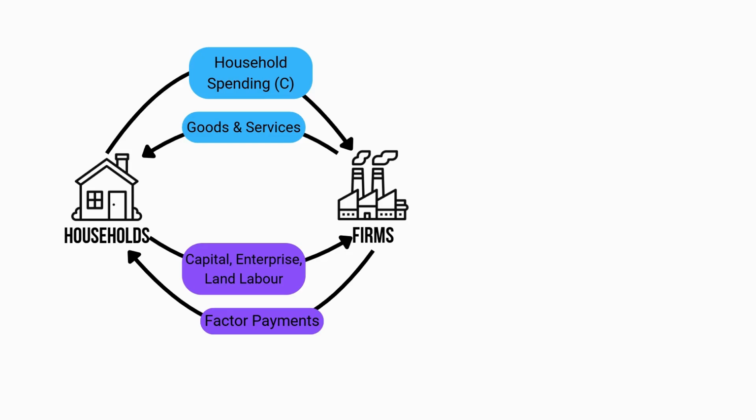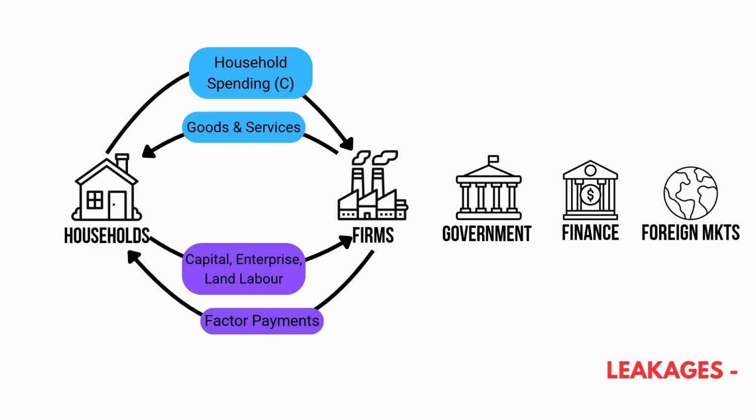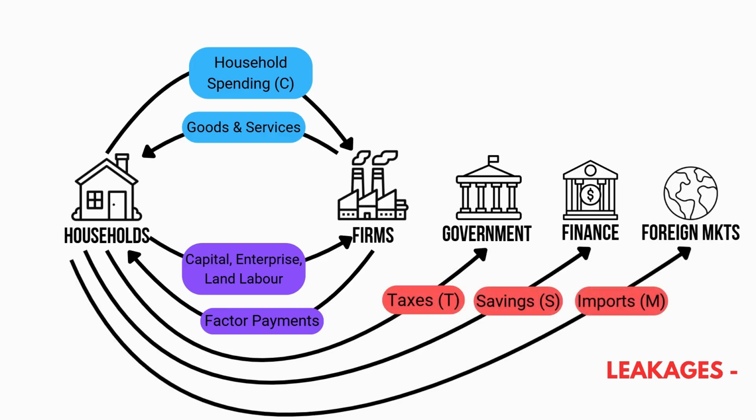Starting from the simple version of the model with just households and firms, let's add all of those entities we just mentioned. Then we draw each leakage from the household sector feeding to each of its respective entities, so taxes for government, savings for the financial market, and import expenditure for the foreign markets.